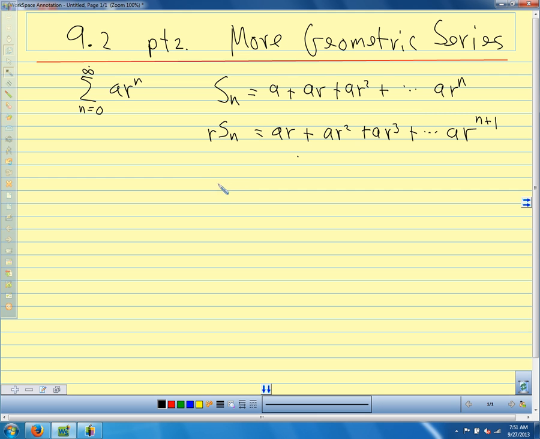Now I'm going to take the difference, s sub n minus r s sub n. When I subtract, this cancels, this cancels, this cancels, everything cancels but this term and this term. So I get a minus ar to the n plus 1. I'm going to factor out the s sub n and divide. So I get s sub n equals a minus ar to the n plus 1 over 1 minus r. Factor out the a in the numerator.